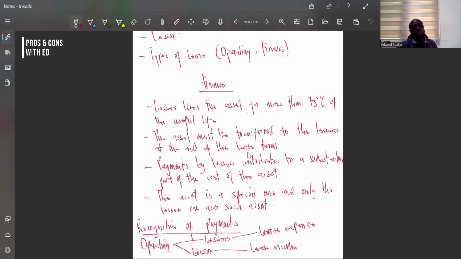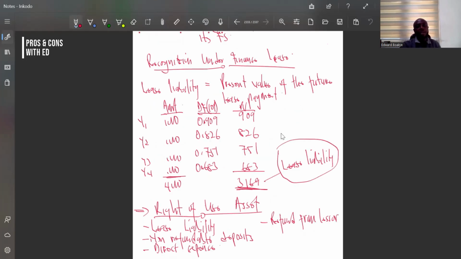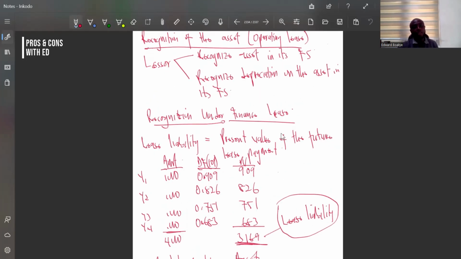In recognizing the payment, we said under operating lease, as I've already mentioned, the lease expense and the lease what? Income. But under a finance lease, the lessor is going to recognize an asset. Sorry, in recognizing the asset under operating lease, yes, the lessor is going to recognize the asset in its what? Financial statement, and also the depreciation in its financial statement, something we've already mentioned.